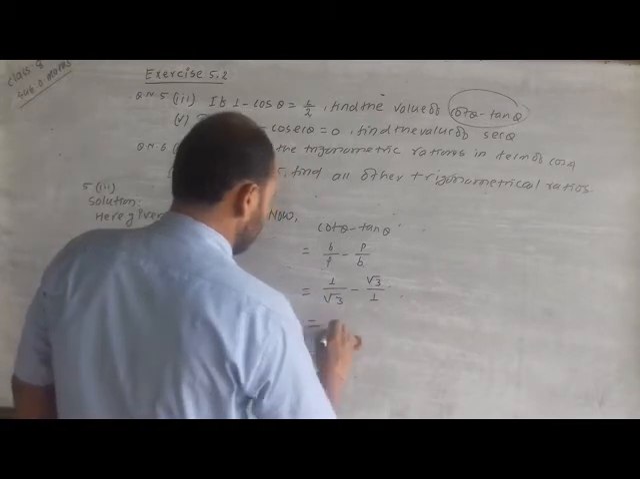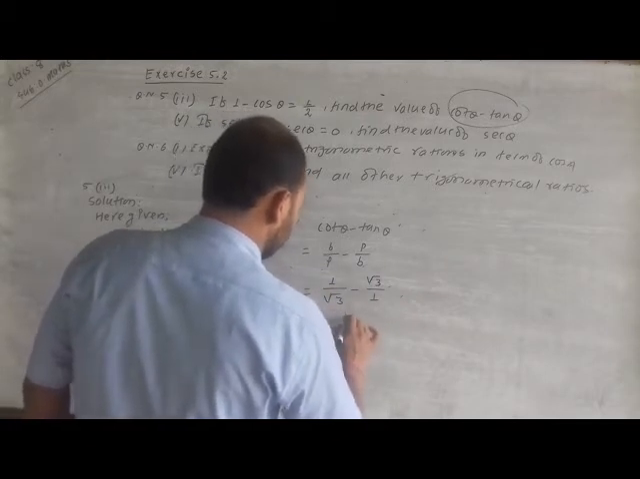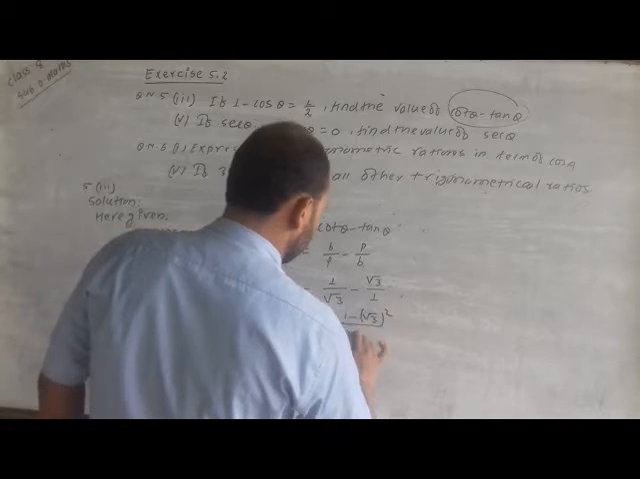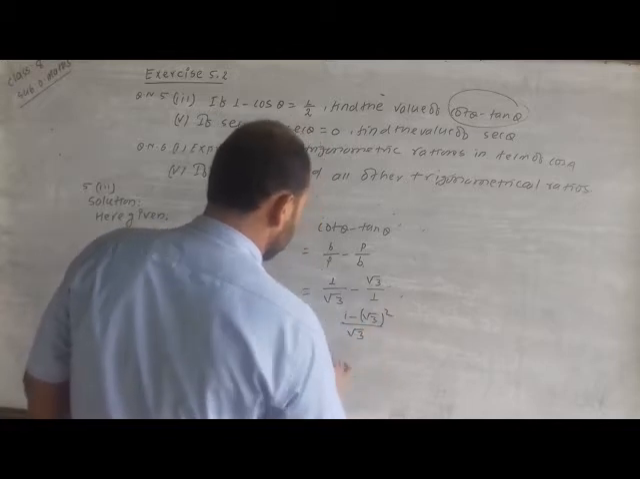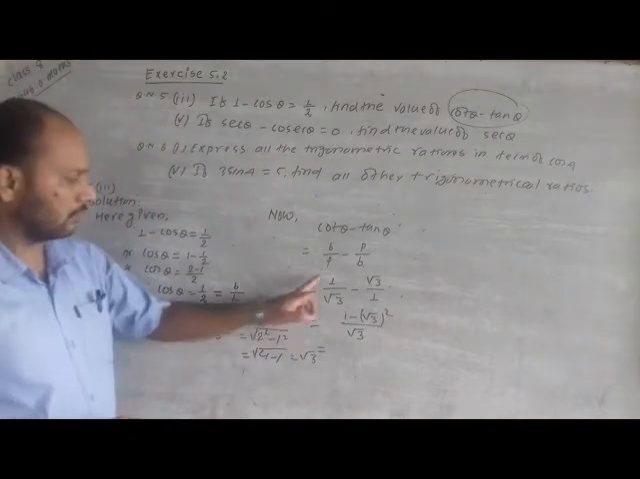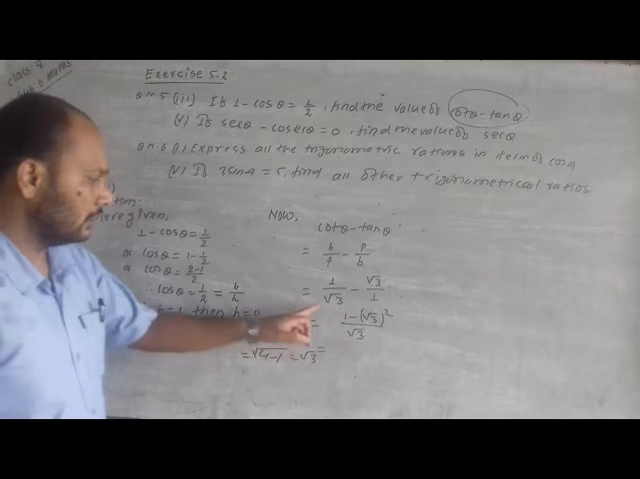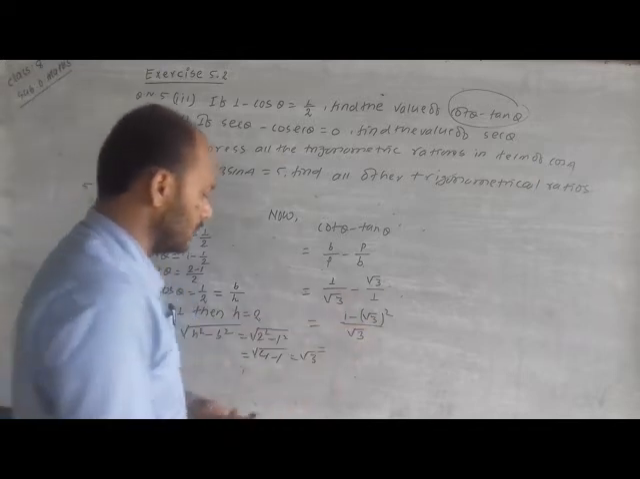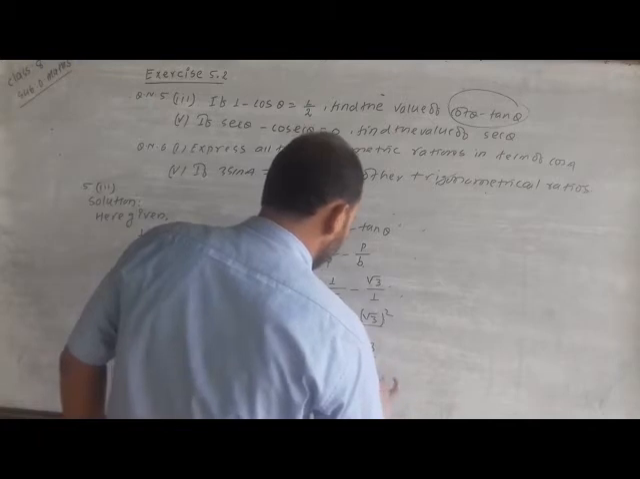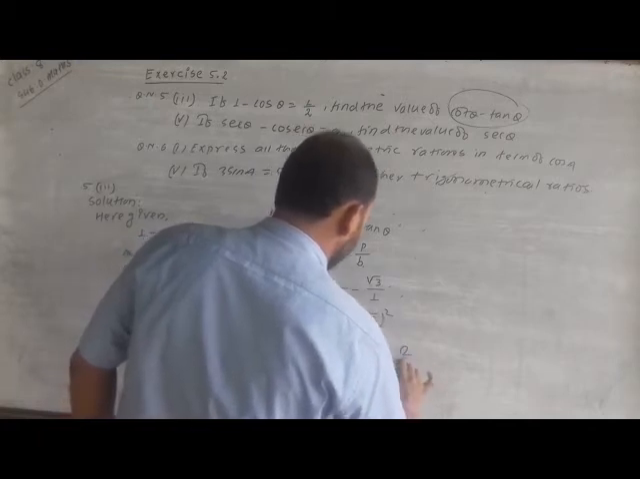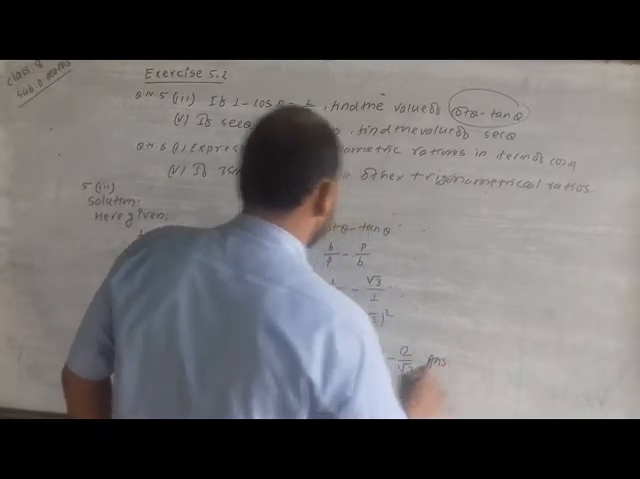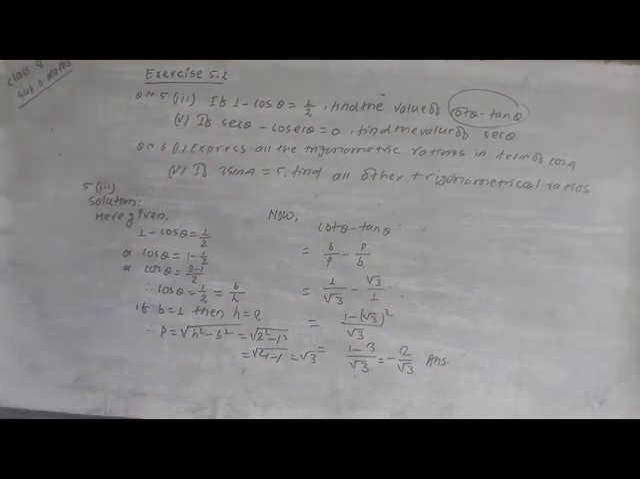Okay. Now look here, taking LCM, we have 1 square minus root 3 square by root 3. When we take the LCM, we have 1 into 1 square and minus root 3 into root 3 square. We have here (1 minus 3) by root 3, so minus 2 by root 3. This is the value of cot theta minus tan theta.